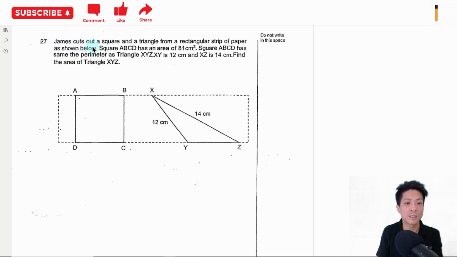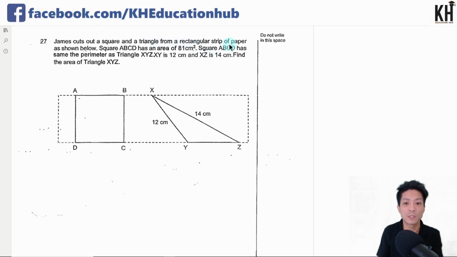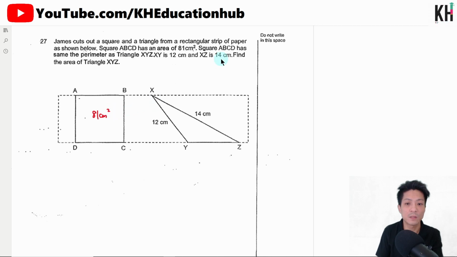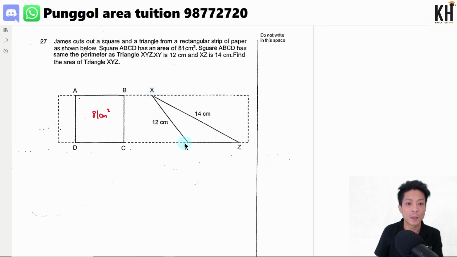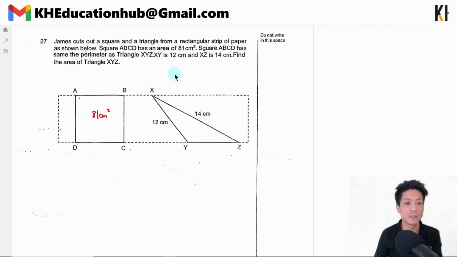Question 27. James cut out a square and a triangle from a rectangular strip of paper as shown below. Square ABCD has an area of 81 square cm. Square ABCD has the same perimeter as triangle XYZ. XY is 12 cm and XZ is 14 cm. Find the area of triangle XYZ.